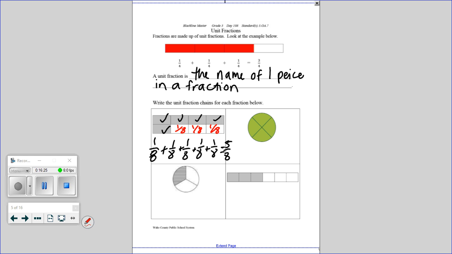All of our shape is shaded in. What is 1 piece called? What's 1 piece going to be called, Arizona? 1/4. Let's go to our next guy. What's our next guy called, Madeline? 1/4. What about our next one, Elliot? 1/4. What about our last one, Aiden Rosa? 1/4. What is the sum of 1/4 plus 1/4 plus 1/4 plus 1/4?